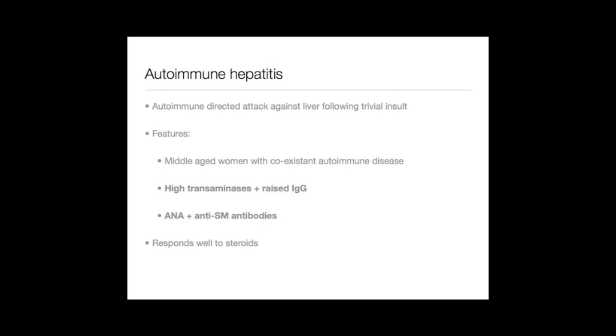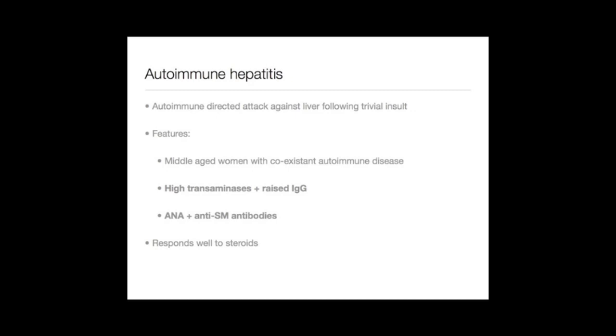So autoimmune hepatitis is exactly as it says. There's an autoimmune attack directed against the liver. Now, this is usually following some sort of trivial infection, often preceding it. And this is all to do with concepts in autoimmunity to do with molecular mimicry with various bacteria, viruses, etc.